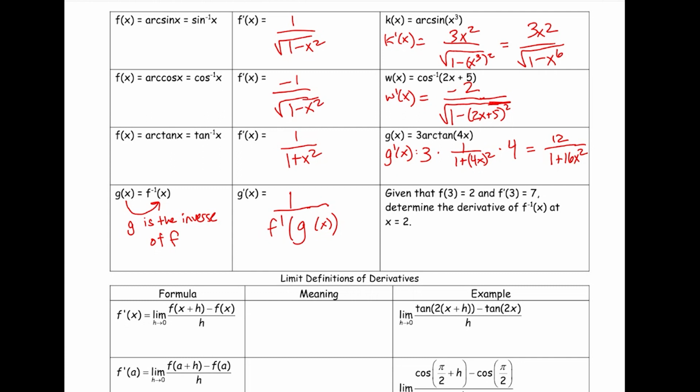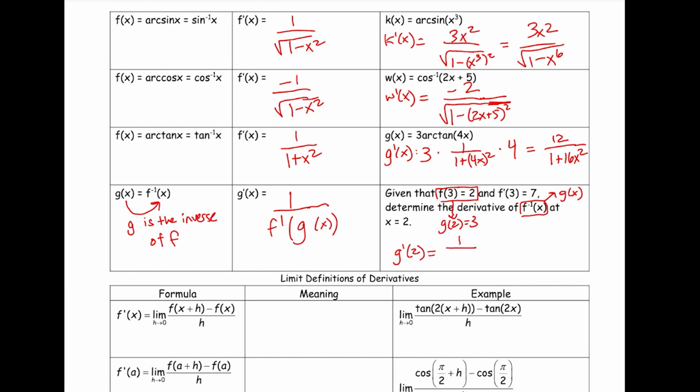So now this is a question. Given that we have the point (3, 2) on f, then we've got (2, 3) on g, just going to make a note of that, and the derivative of f at 3 is 7. In other words, the instantaneous rate of change of f at 3 is 7. Determine the derivative of the inverse of f, remember that's just g in this problem, at x equals 2. So what we're really looking for here is g prime at 2.